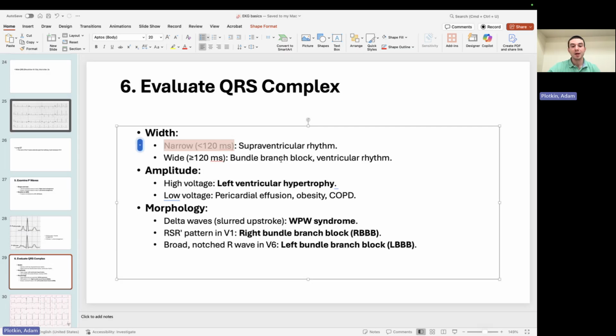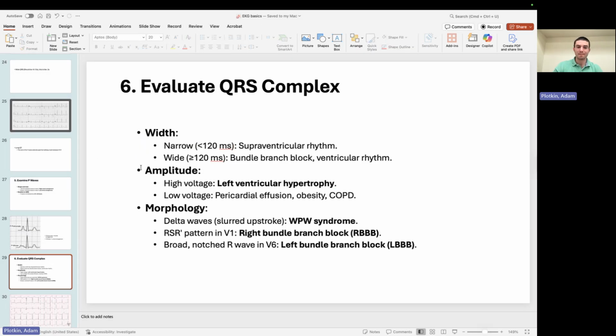A block in the bundles. And with regards to that, if it's a wide QRS, all you've got to tell yourself is we're not going down the normal conduction pathway of SA node, AV node, bundle of His, down the bundle branches, depolarize the ventricle, and then repolarize. We're not going down that pathway.